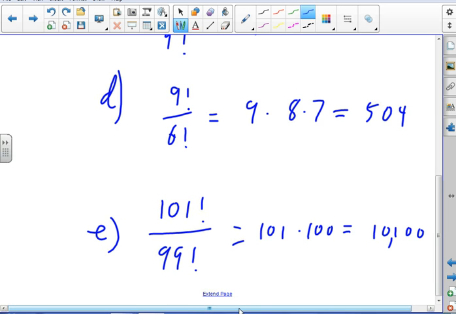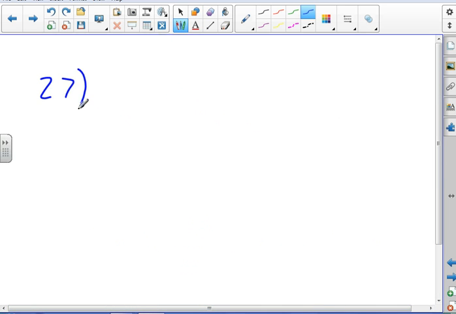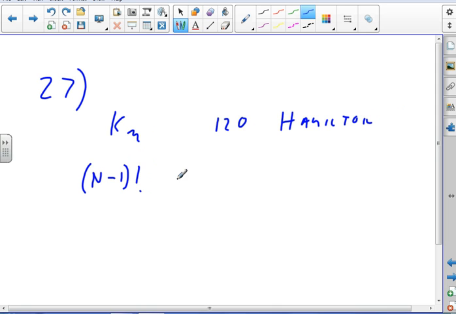Okay, we can do 27. We have Kn, and it has 120 Hamilton Dewey Dobbs. What is n? Well, this guy's got n minus 1 factorial Hamilton circuits. So n minus 1 factorial has to be 120, which is obviously 5 factorial, which implies n has to be equal to 6. So this is going to be K6.